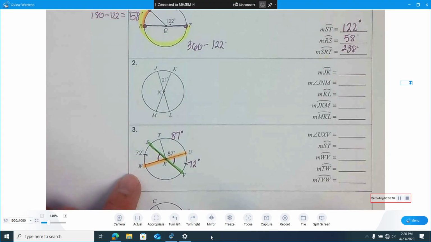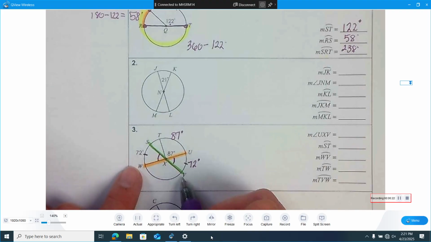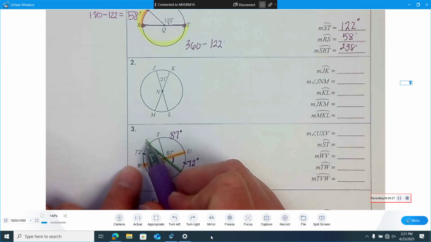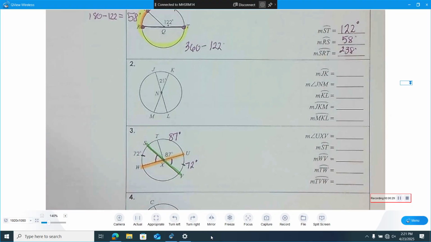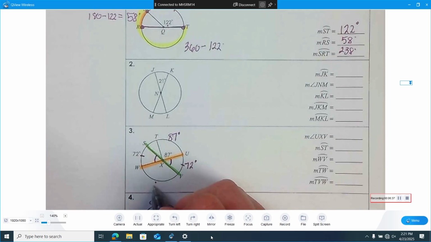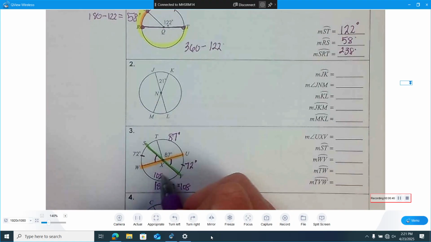Yes. So WV, the whole arc there, is also equal to SU, the whole arc there. So yes, that's true. How can we figure out WV right here? Yeah, good. So 180 minus 72 is 108. Very good. So this is 108.